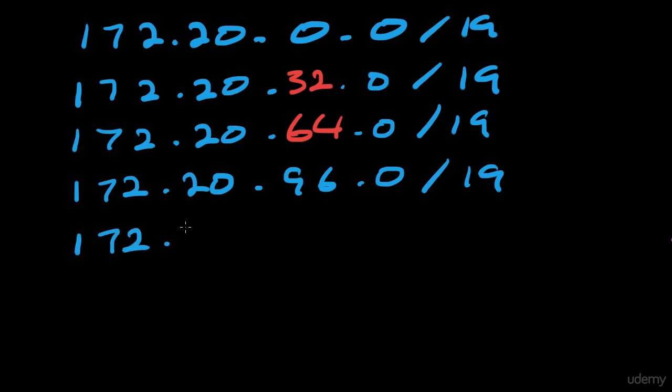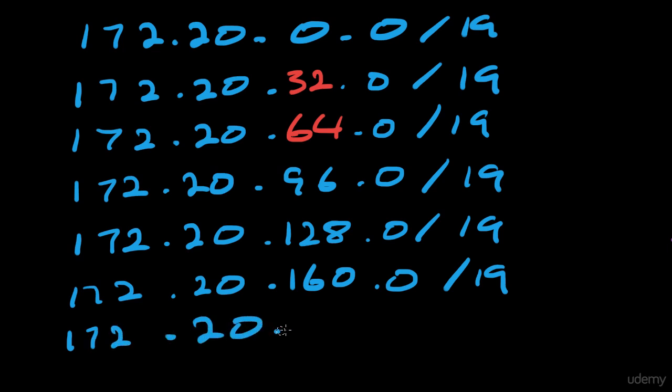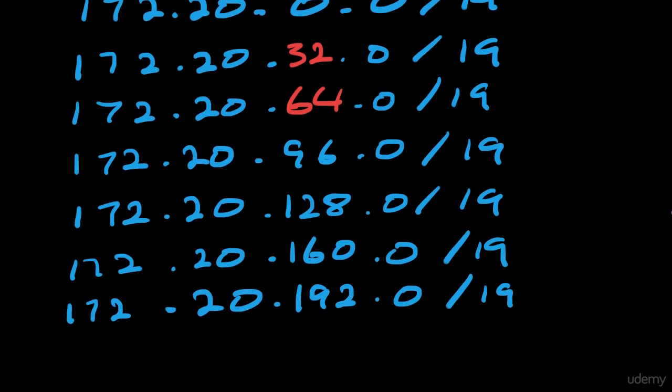172.20.96.0/19, 172.20. So 96 plus 32 is 128.0/19, 172.20. 128 plus 32 is 160.0/19. Now we're supposed to get 8. We currently have 6, so I have 2 more. 172.20. 160 plus 32 is 192.0/19. And let me just make some more room for myself here.